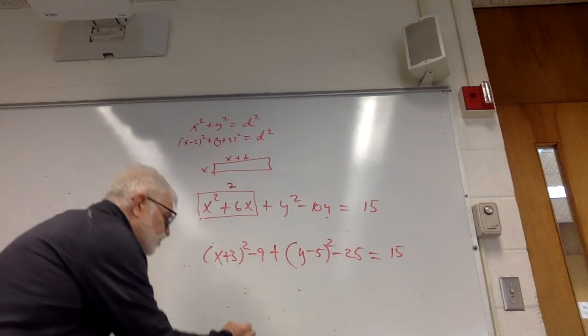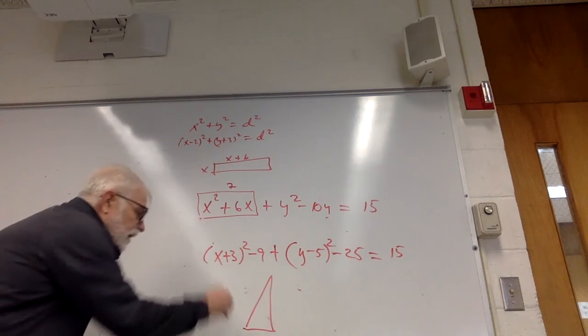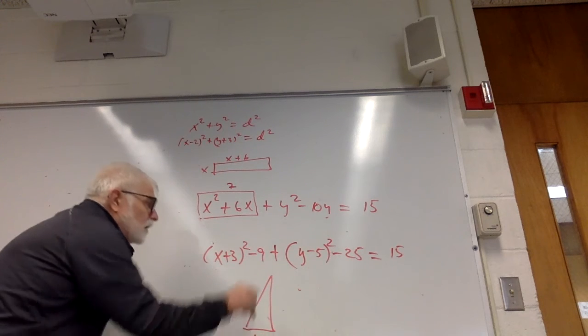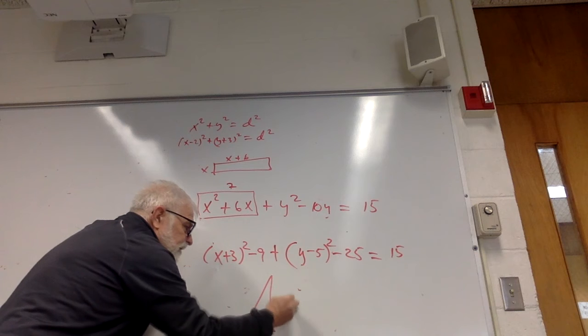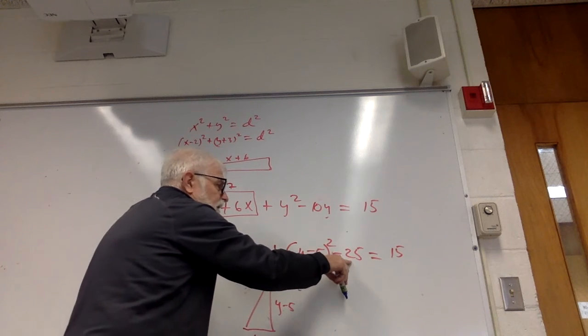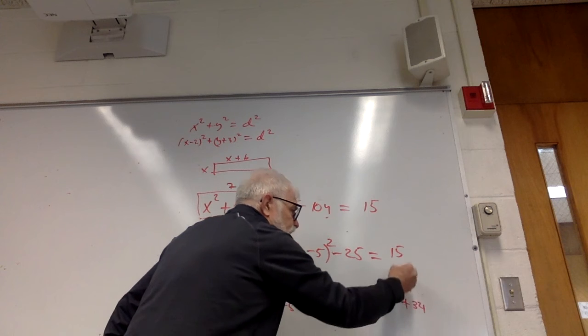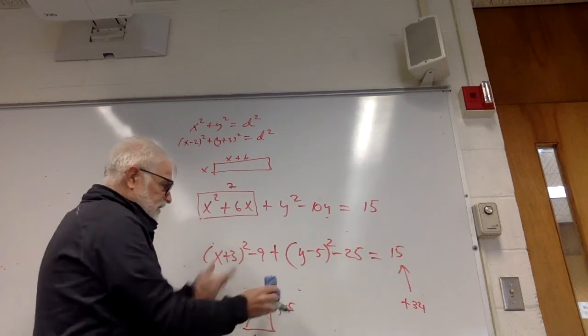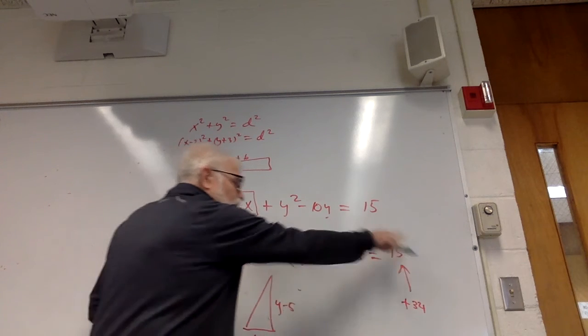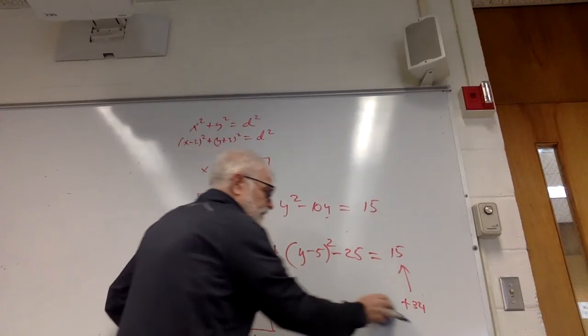Well, so we don't have much trouble here. We got an x plus 3 axis. We got a y minus 5 axis. And if I bring the minus 9 and the minus 25 over, that's adding 34 to 15. Because of the space here, I'm going to erase these and move them over. I hope you can see that's 49.